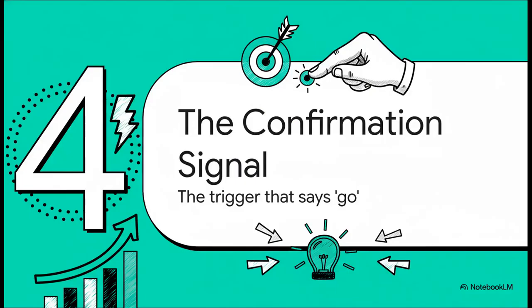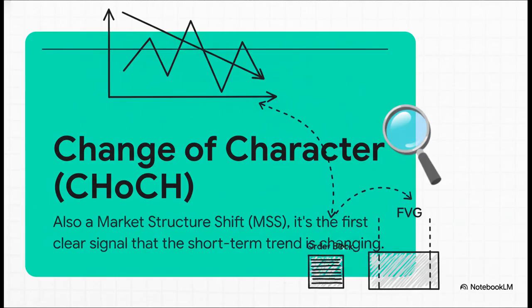So, we've identified our zones, we know where to look. Now we need to wait for the trigger, that all-important confirmation signal that tells us, okay, it's time to pay attention. And that signal is called a change of character, or you'll often see it abbreviated as CHOCH. This is the first clear sign that the immediate short-term trend is shifting, and it almost always happens right after price has tapped into one of our key zones, like that order block or FVG we just talked about.